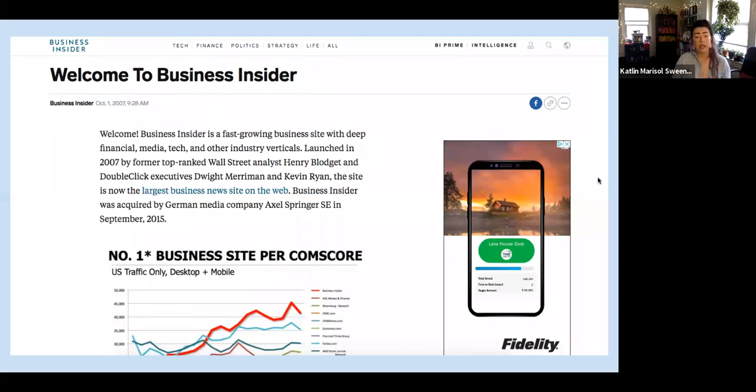Now, whenever we are reading an article, and specifically a secondary source, we want to make sure that we are aware of where the information is coming from. So again, Green's piece is published in Business Insider. And they include in their About Us section of the website that it is a fast-growing business site with deep financial, media, tech, and other industry verticals, launched in 2007 by former top-ranked Wall Street analyst Henry Blodgett and DoubleClick executives Dwight Merriman and Kevin Ryan. The site is now the largest business news site on the web. Business Insider was acquired by German media company Axel Springer SE in September 2015.